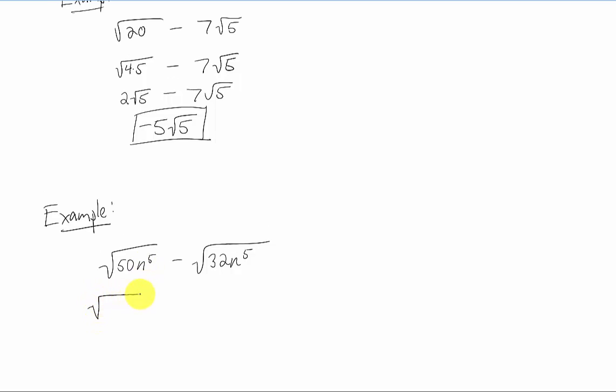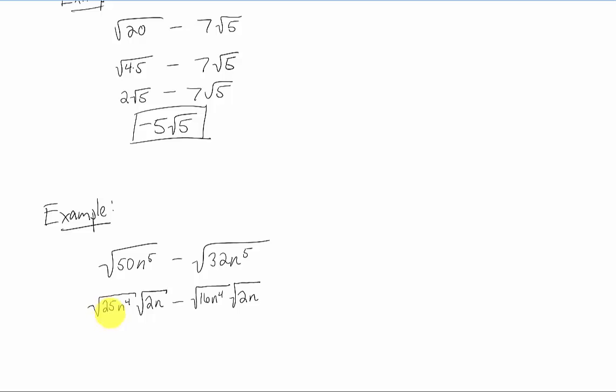We want to pull a perfect square out of 50n to the 5th. Well, 25 is a perfect square, as is n to the 4th. What's left is a 2n. How about on our second radical? 16n to the 4th is a perfect square, and that would leave us with a 2n here as well. If we reduce 25n to the 4th, that's just 5n squared, and the square root of 16n to the 4th is 4n squared. Okay, now these are like radicals.